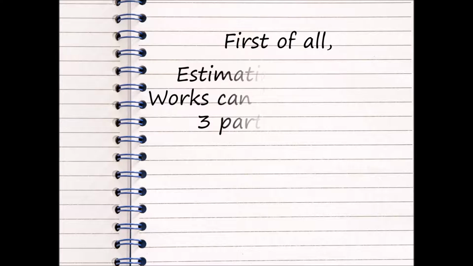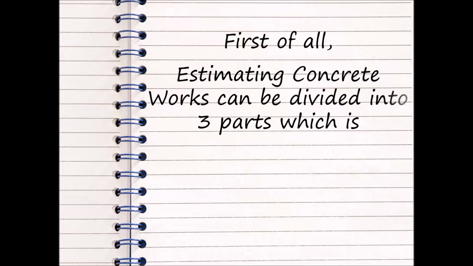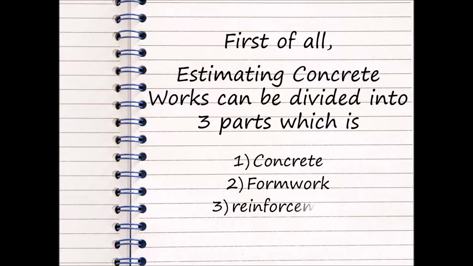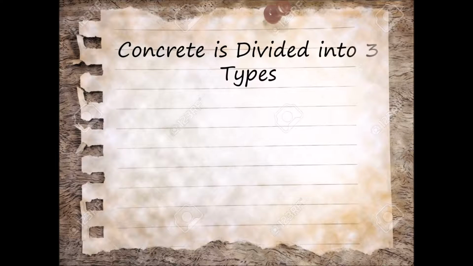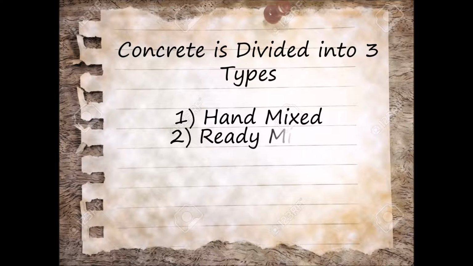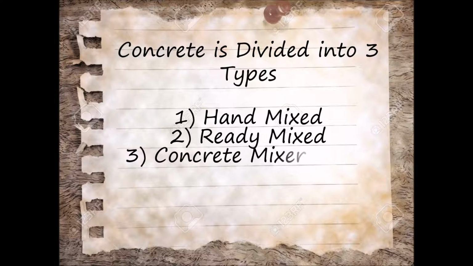First of all, estimating concrete works can be divided into three parts, which are the concrete, formwork, and also the reinforcement. Estimating concrete can be divided into three types, which are hand mixed, ready mixed, and lastly concrete mixer mix.